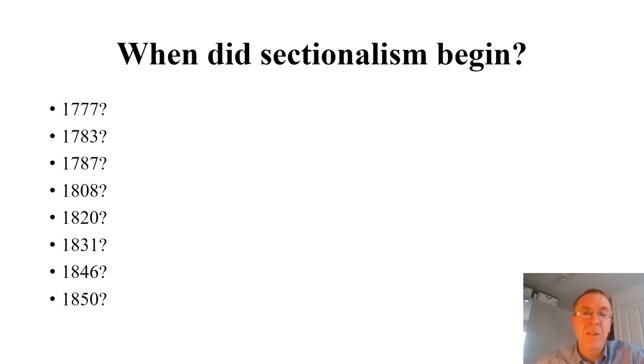1808, the transatlantic slave trade ends. 1820, when the Missouri Compromise happens. 1831, when the abolitionist movement really gains a lot of momentum. 1846, War with Mexico. That had a lot to do with sectionalism as well. And then finally, 1850, when we get to the major compromise which happened that year.